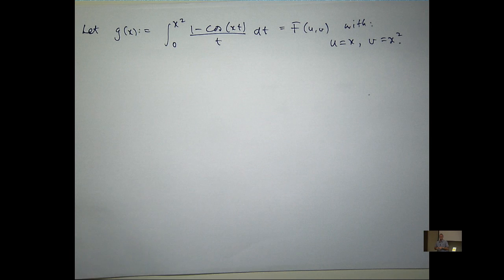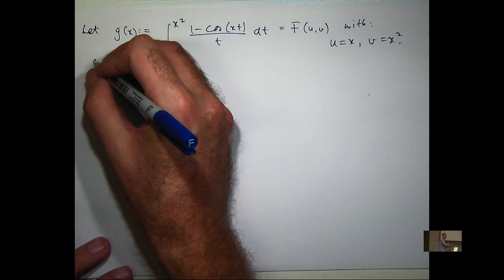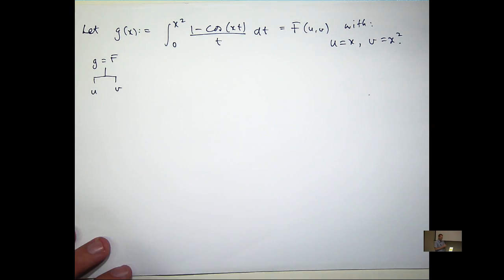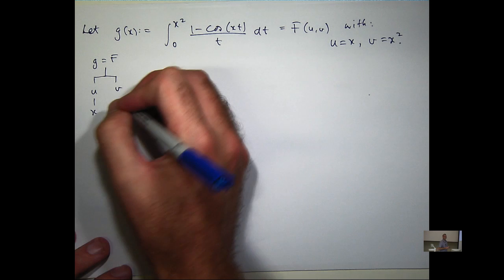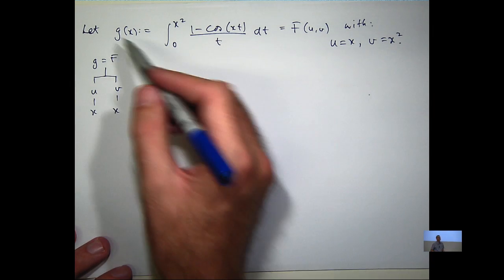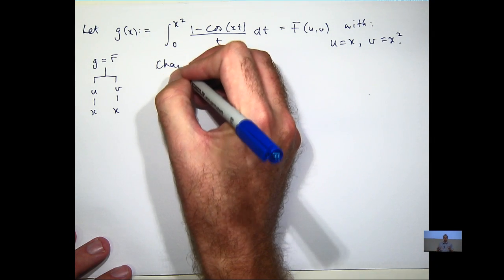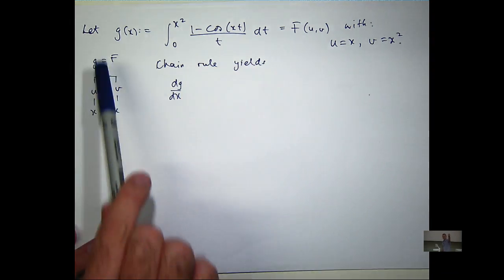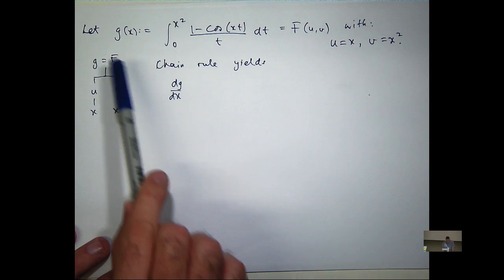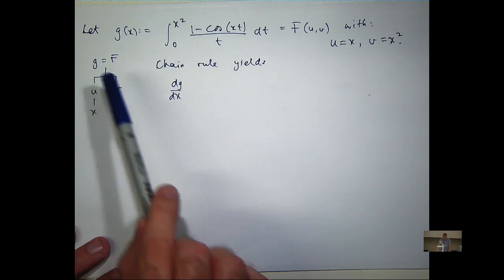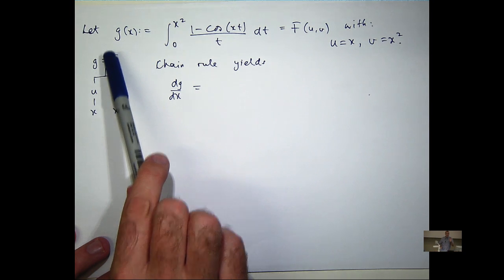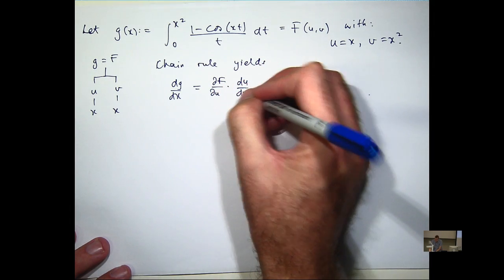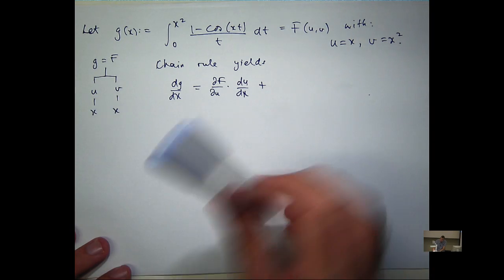Okay, let's see if we can formulate our chain rule. We've got g equals big F. Big F depends on u and v. And u depends on x and v depends on x. So to calculate dg dx, I look at all the x's down here and I find a path from the top to an x. When I move from letter to letter, I form a derivative. So there's one path, it's df du times du dx. Plus the other path, df dv times dv dx.